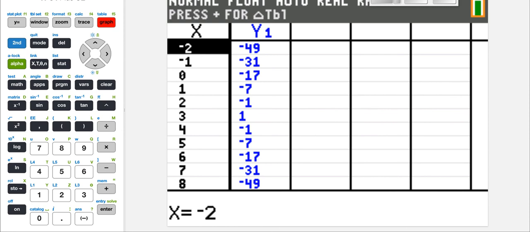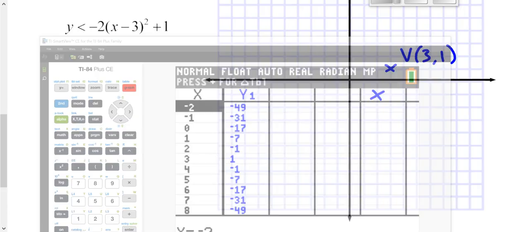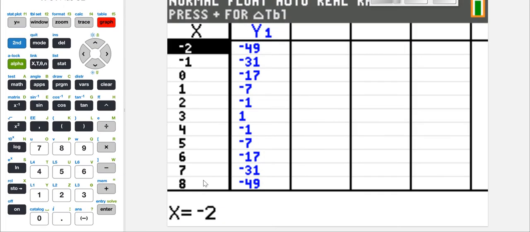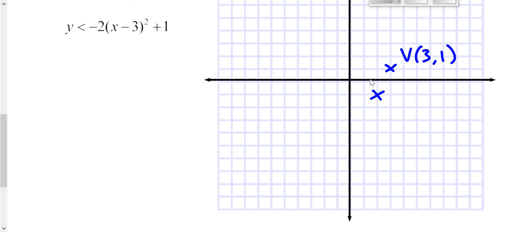And then the other one is 3 and 1. We did that. What else? 4 and -1 right here. 4, -1. So 1, 2, 3, 4, 4 and -1 right there. So even though we are not using the x-intercept, it's okay.